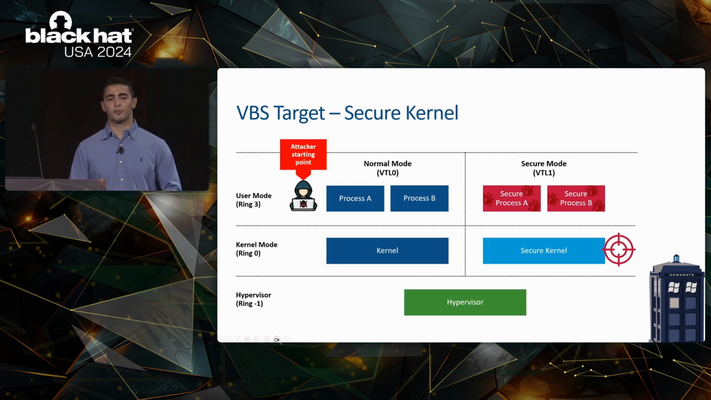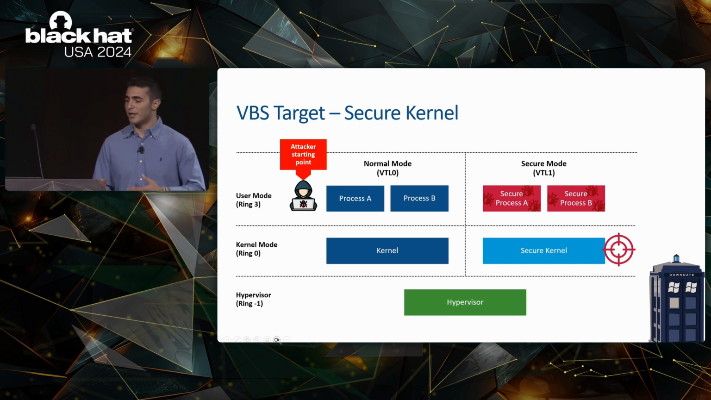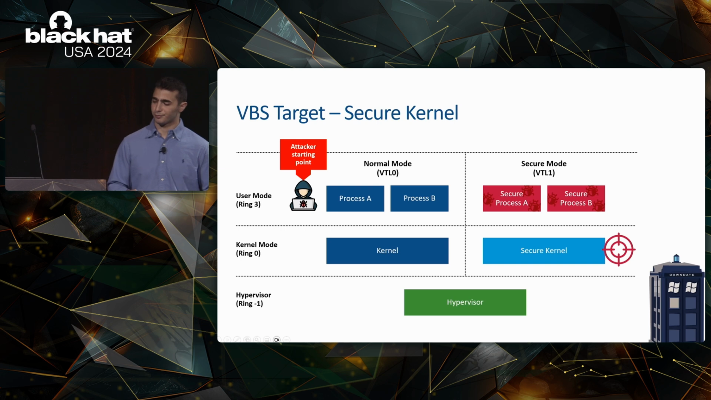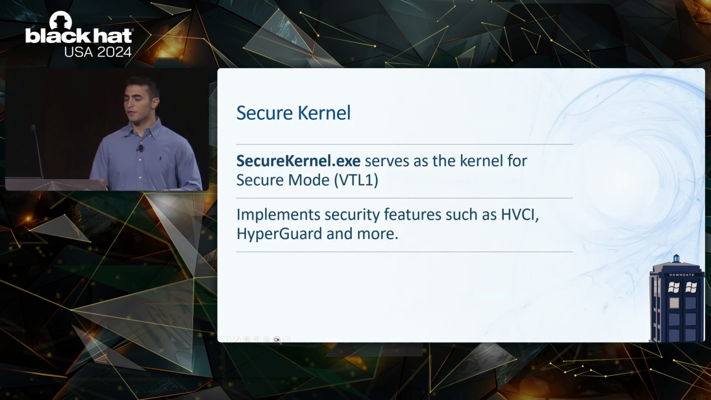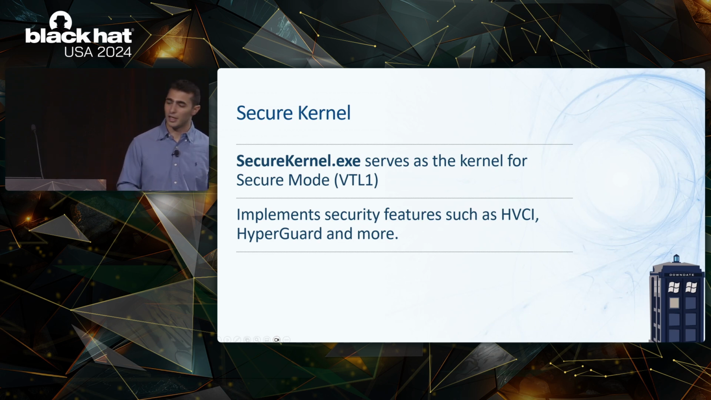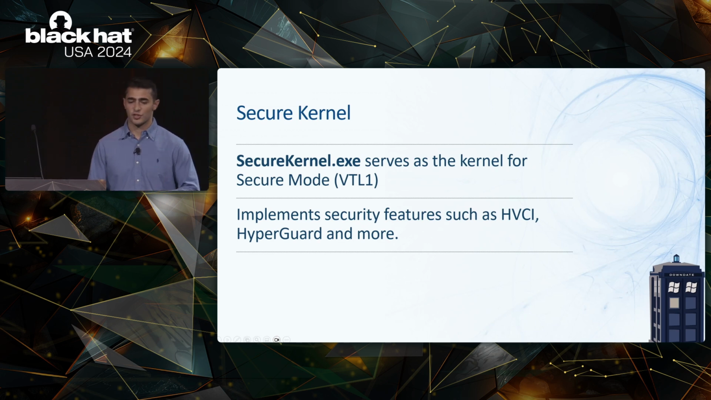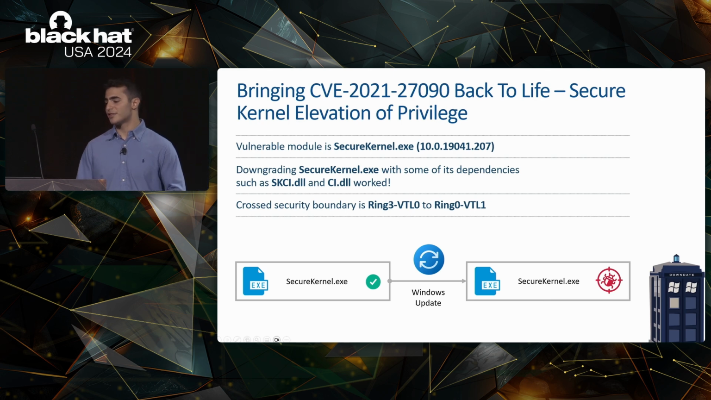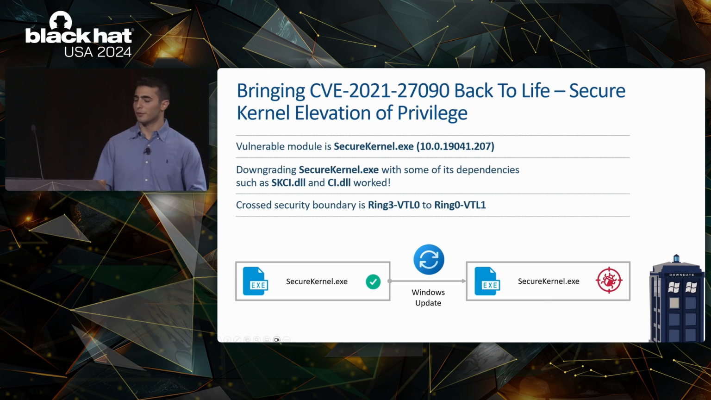Now, isolated user mode privileges are great, but I wanted to gain even higher privileges. So I then moved on to target the secure mode's kernel, which is more privileged than the isolated user mode. The kernel of secure mode is called secure kernel, and it is a minimal kernel that only implements the critical security features, such as HVCI, HyperGuard, and more. I decided to target this downgrade with CVE 2021-27090, which is a fixed elevation of privilege in secure kernel. The vulnerable module here could only be the secure kernel itself.